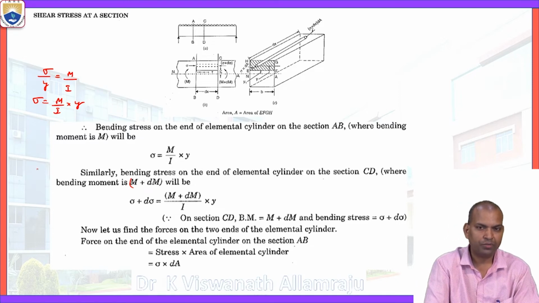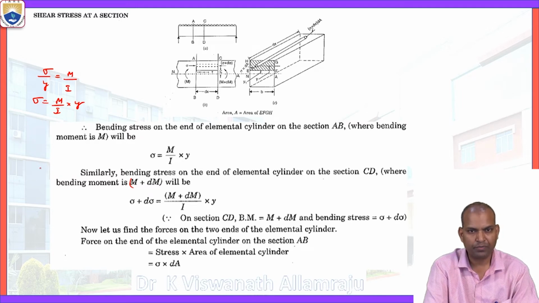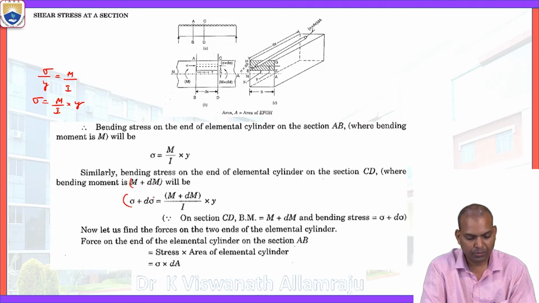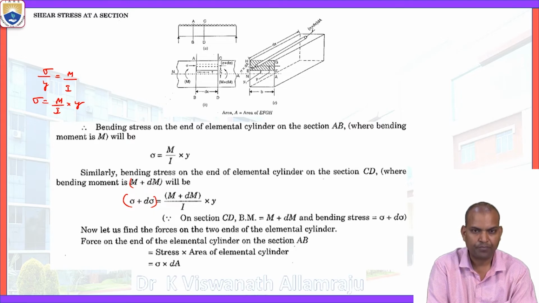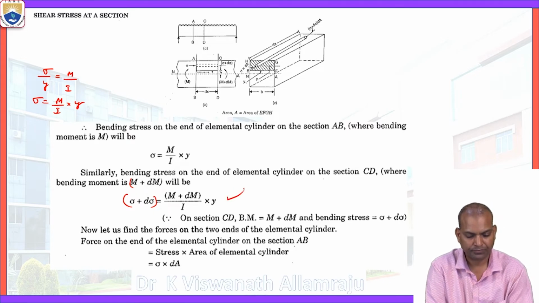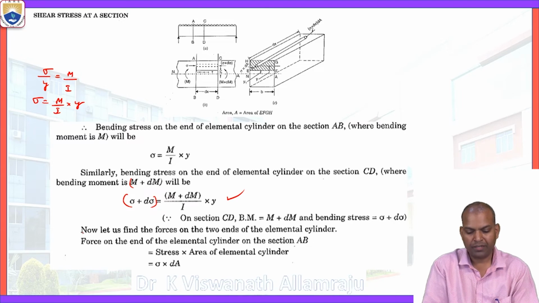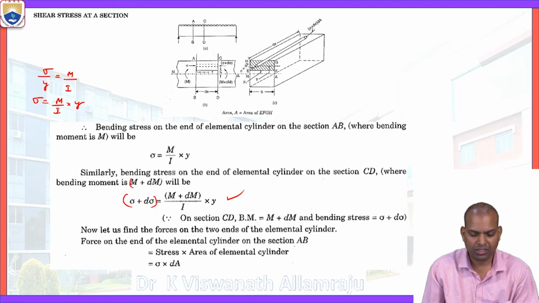Now, what about the stress? The intensity of bending stress becomes sigma plus d sigma on section CD, where in place of M we substitute M plus dM, so it is (M plus dM) by I times y. Now the bending moment on section CD is M plus dM, and the bending stress is sigma plus d sigma. Now we are going to find the force.